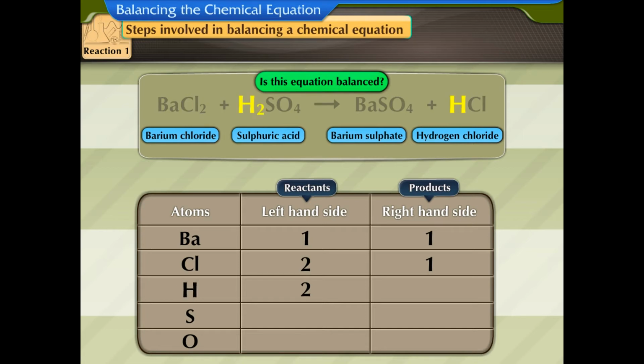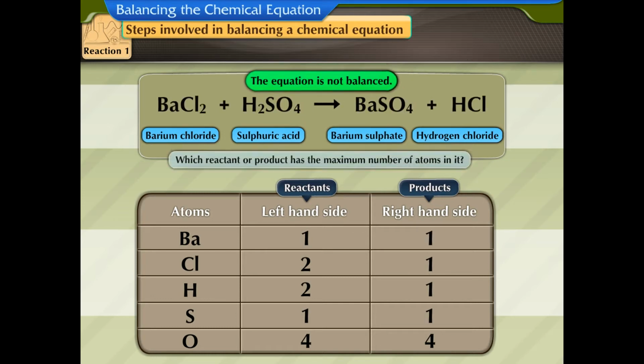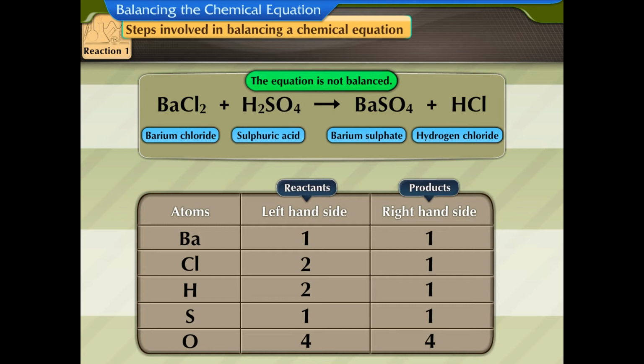There are 2 hydrogen atoms on the left-hand side and 1 on the right-hand side. There is 1 sulfur atom on either side of the equation. There are 4 oxygen atoms on the left-hand side as well as the right-hand side. The equation is not balanced. Which reactant or product has the maximum number of atoms in it? Sulfuric acid, H2SO4, has the maximum number of atoms.